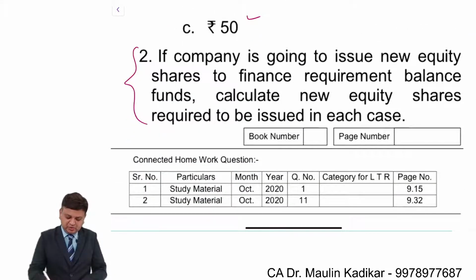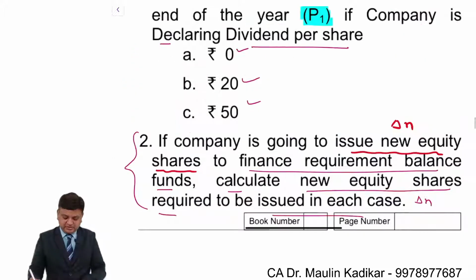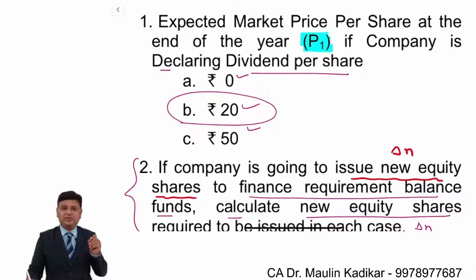If the company is going to issue new equity shares, this is given the name delta N. Delta means change. To finance the requirement of the balance funds, calculate new equity shares delta N required to be issued in each of the cases. I want you to write the answer in the chat box, what will be the answer of the delta N if D1 is 20. It is a new question, but I just want to experiment whether you can solve it or not.